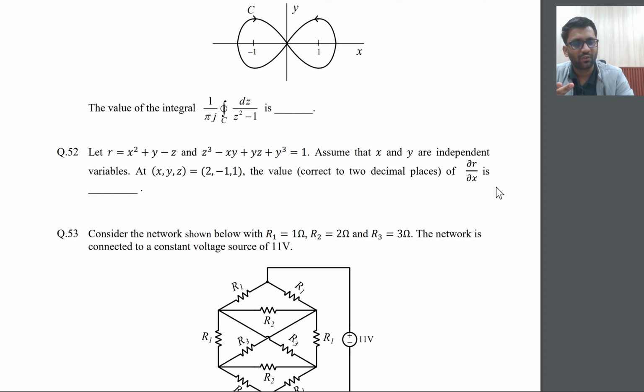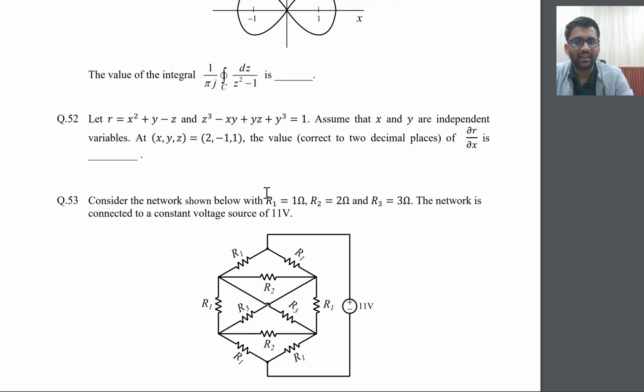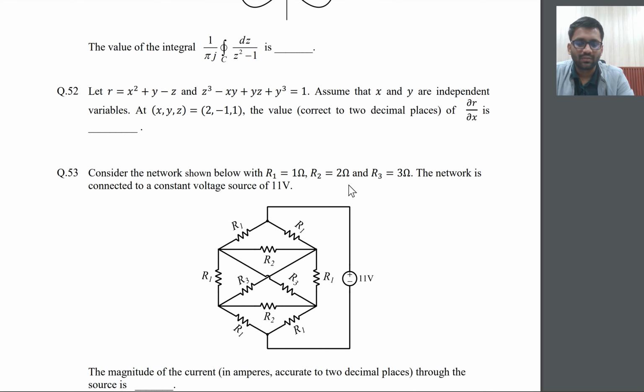Del r by del x only you need to find, right? But this is partial differentiation, so you need to take care of the variables. Basically, here you need to find del r by del x, but y and z are also functions of x. That consideration you need to take. So it depends on you how you would be solving it.